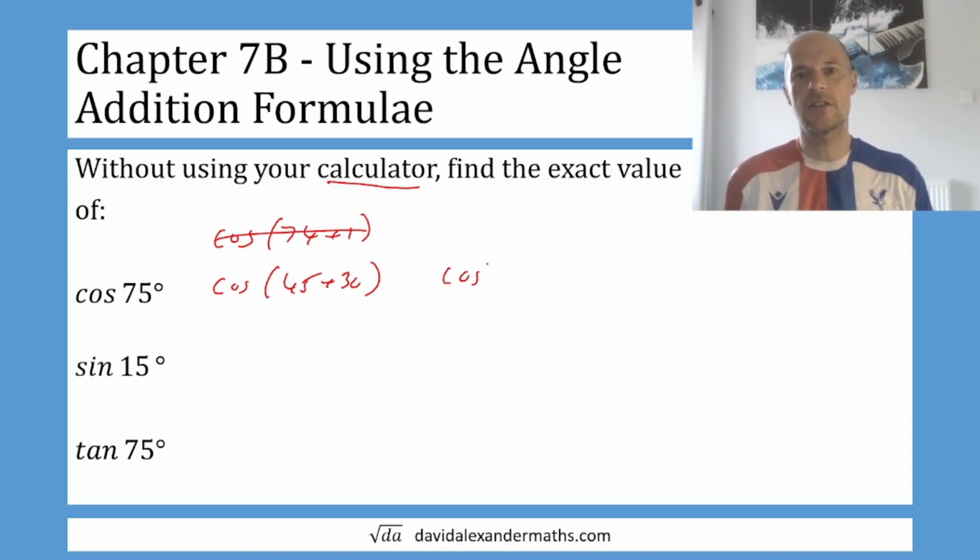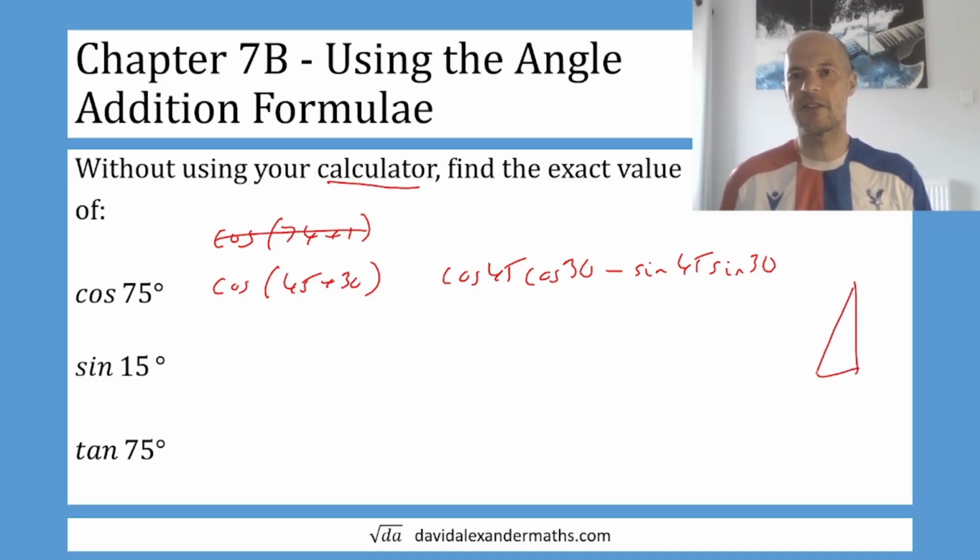So that is going to be cos 45 cos 30 take away sine 45 sine 30. So I'm just going to think about my triangles. So here is my 1, 2, root 3. So this is my 30-degree angle here. And the other triangle we can draw is 1, 1, root 2. Again, you don't really need these triangles because you can do them using a calculator.